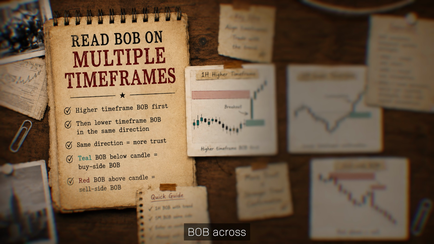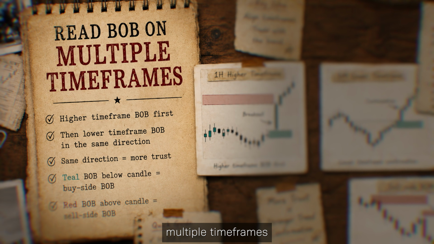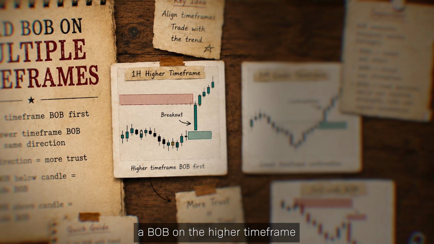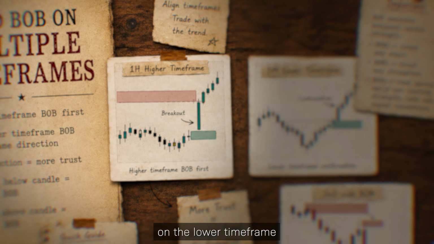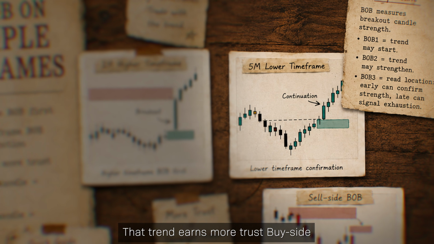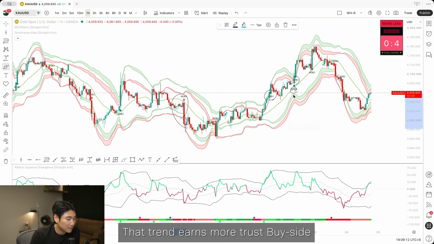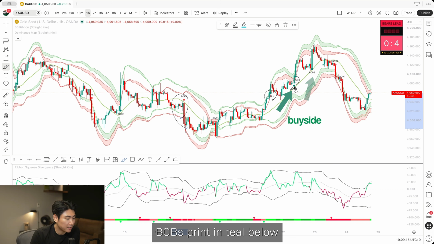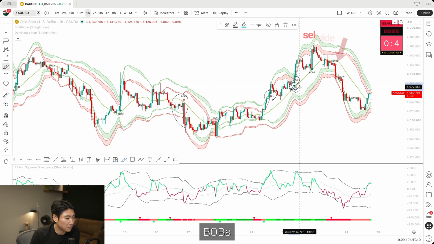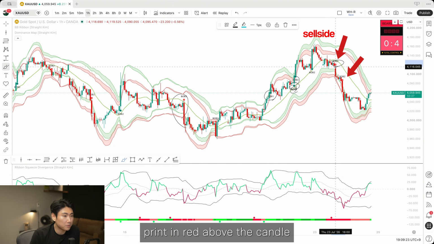And you should read BOB across multiple time frames. A BOB on the higher time frame plus a BOB in the same direction on the lower time frame, that trend earns more trust. Buy side BOBs print in teal below the candle. Sell side BOBs print in red above the candle.